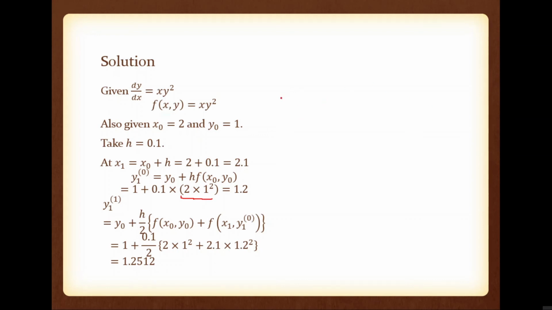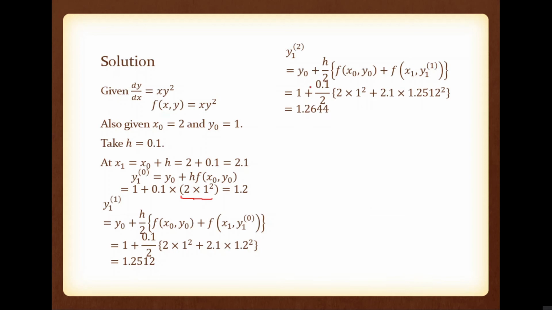For me, y1 of 2 is equal to y0 plus h by 2 into f of x0 comma y0 plus f of x1 comma y1 of 1, that is equal to 1 plus 0.1 divided by 2 into 2 plus 2.1 into 1.2512 square. So we have to round it, and this one is a rounded value. The final answer for me is 1.2644.